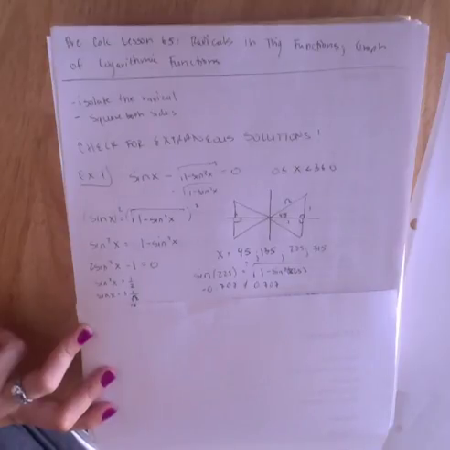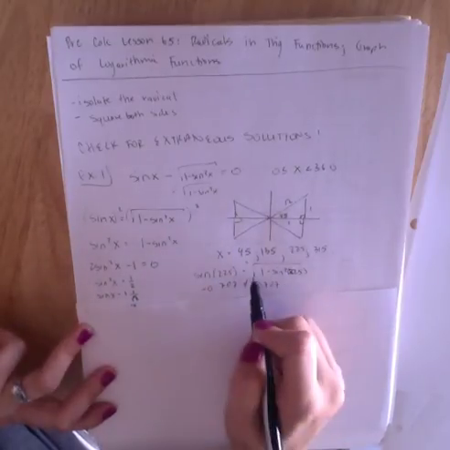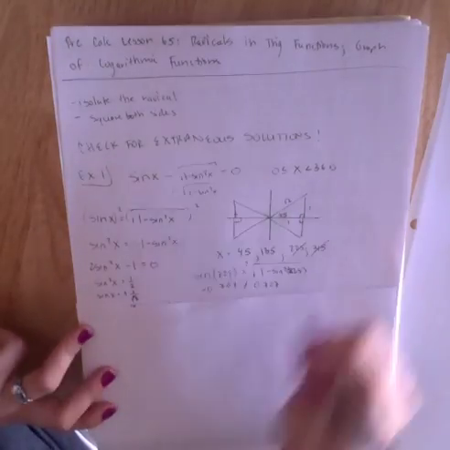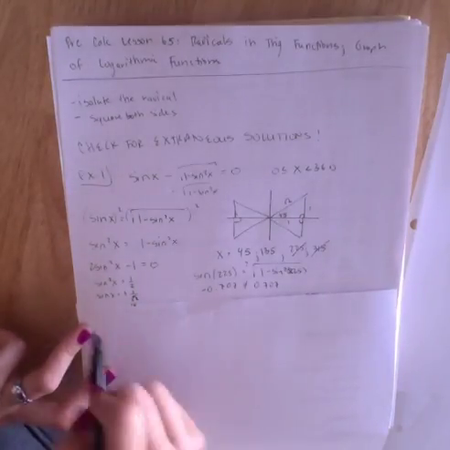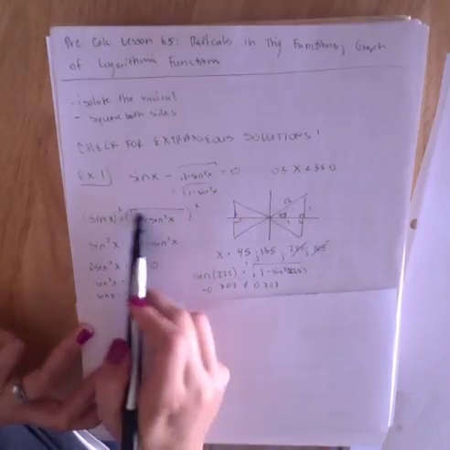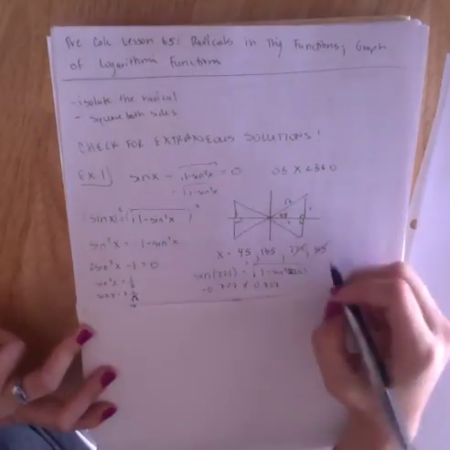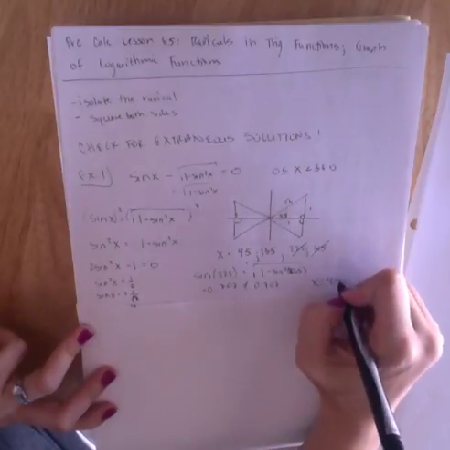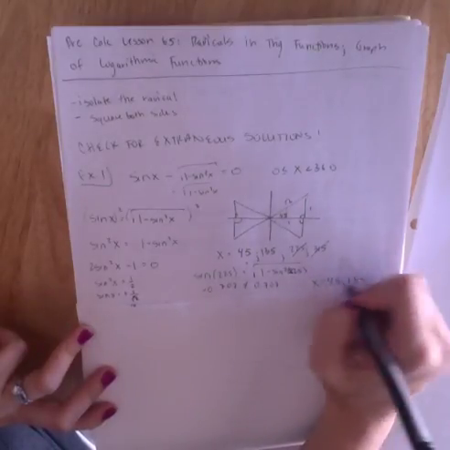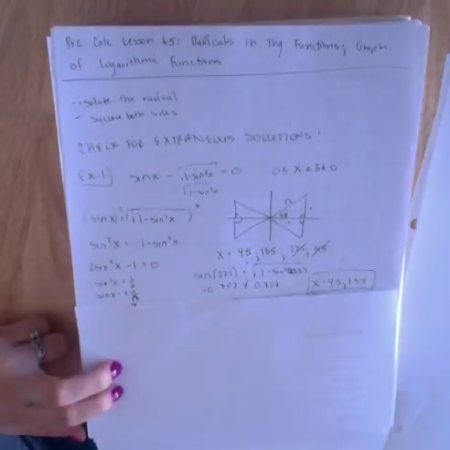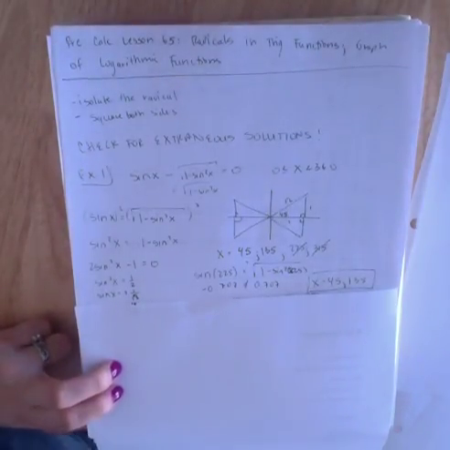take the square root. Because this gives me a negative value, I know the square root cannot give me a negative value. So I can eliminate these two options because they would give me a negative 1 over root 2, which the square root cannot give me. So my answers are just x is 45 and 135. Don't forget to check for extraneous solutions.